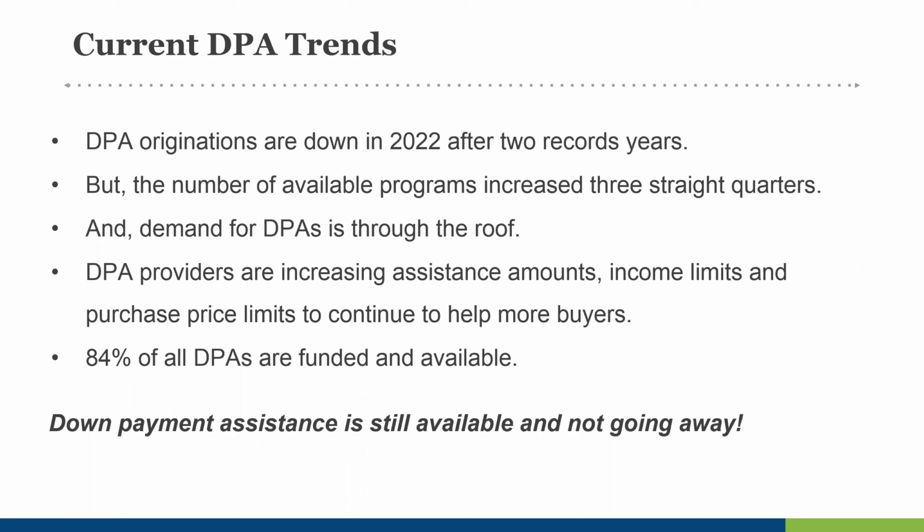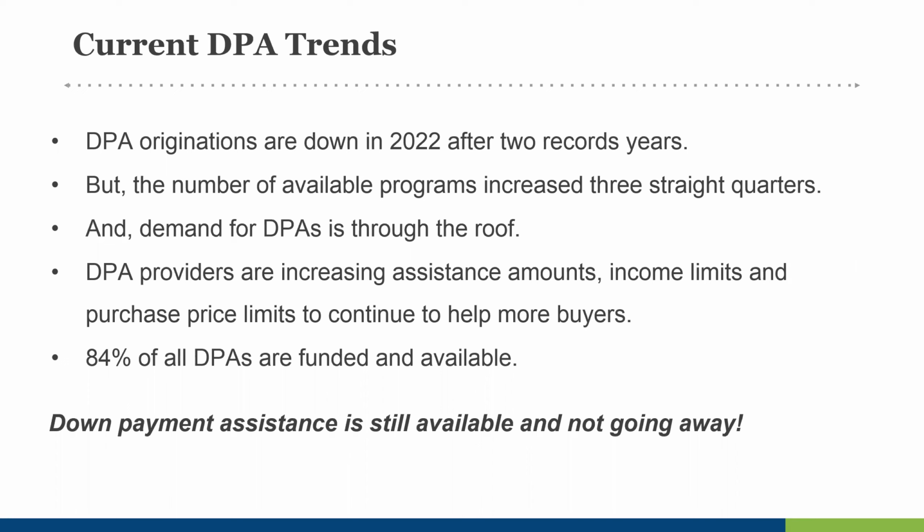Down payment assistance providers are increasing the assistance amounts that they can offer to a buyer. They are increasing income limits. They're increasing purchase price limits to continue to try to accommodate to the market and to help more home buyers. And currently, 84% of all down payment assistance programs across the country are funded and available. We'll look at that in your market here next.